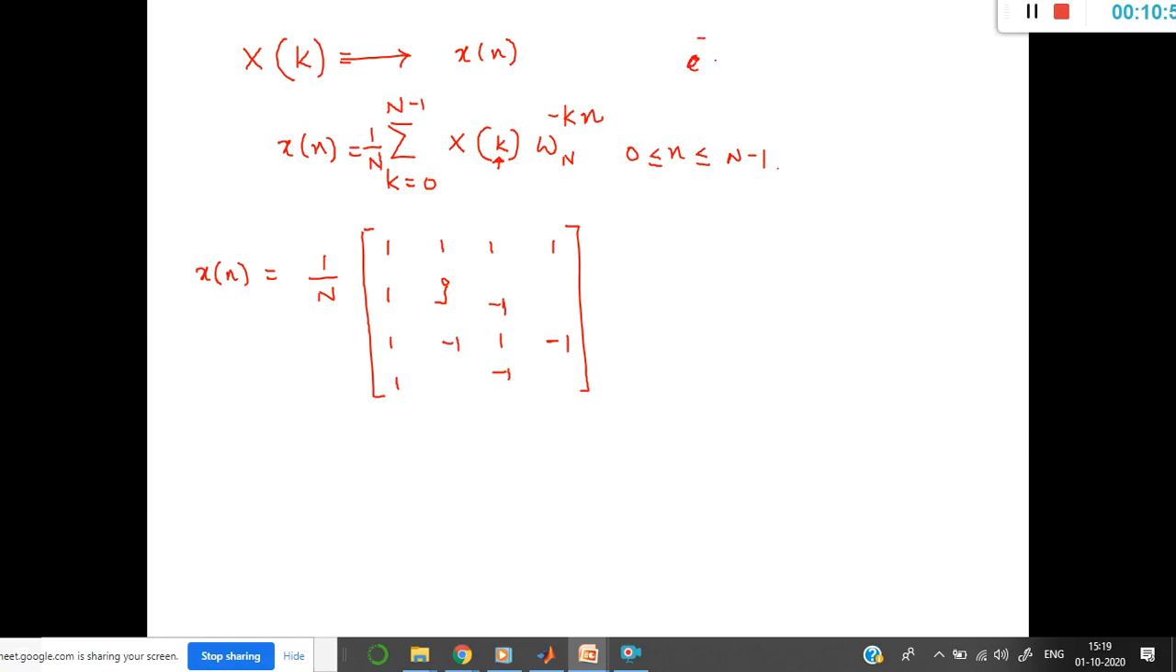Here in this case, what is the value of Wn? It is nothing but e to the power of minus j 2 pi by N, right? So in X of k it was Wn to the power of kn. So in this it is Wn to the power of minus kn, which means that Wn to the power of kn becomes, with minus kn, plus j, that's it. So wherever j is there, you just make it the complex conjugate in the matrix. Are you getting my point here?